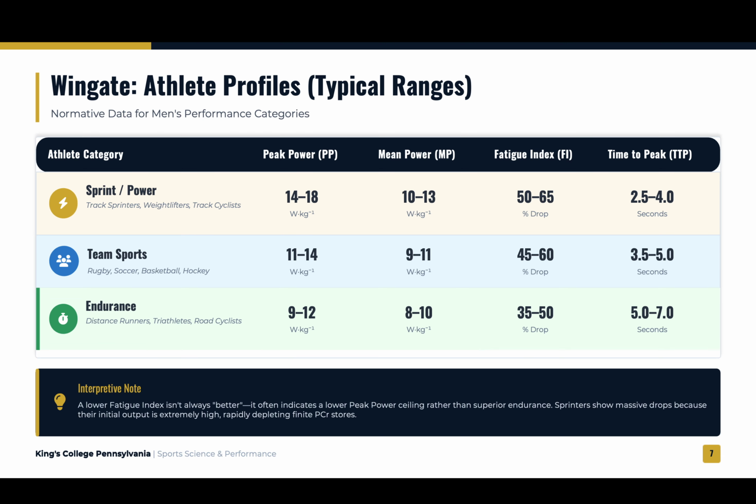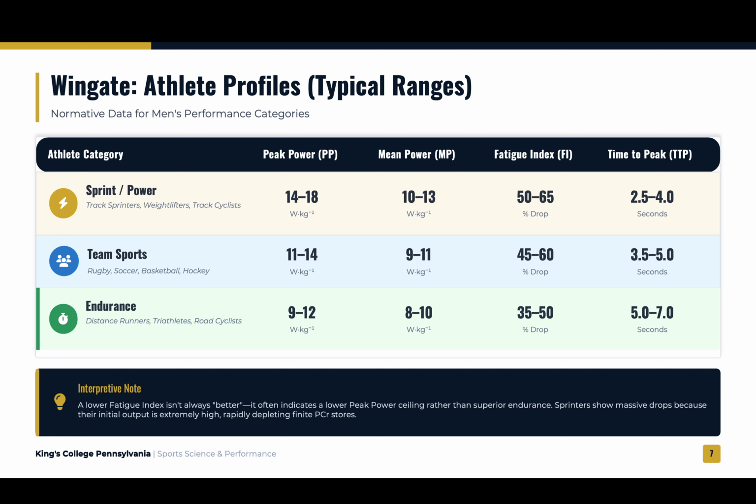Here are the athlete profiles, with the typical ranges. We can see the sprint, team, and endurance athletes, and you see that the sprinters usually will have more peak power and will be on top of every measurement.